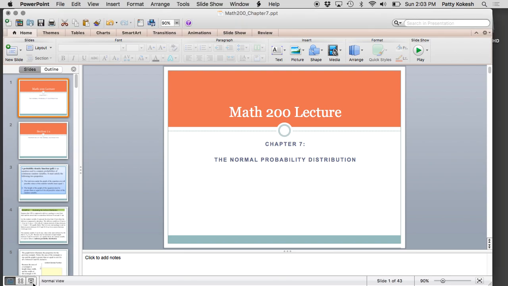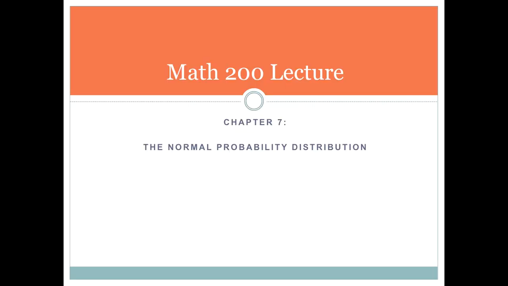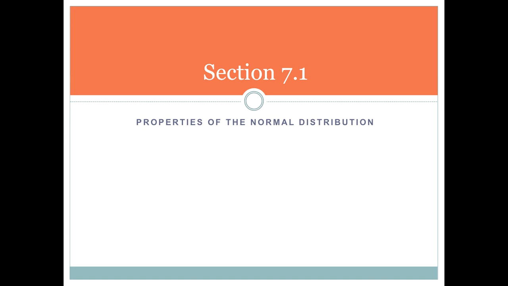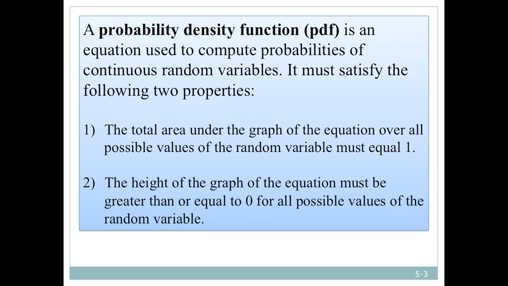Hey guys, so today we're going to be covering topics from your Math 200 class for Chapter 7, which goes through the normal probability distribution. So we're going to start with Section 7.1, which just talks about the properties of the normal distribution, but we're going to talk about what a probability density function is first, and we're going to take a look at one other small distribution to kind of illustrate this concept.